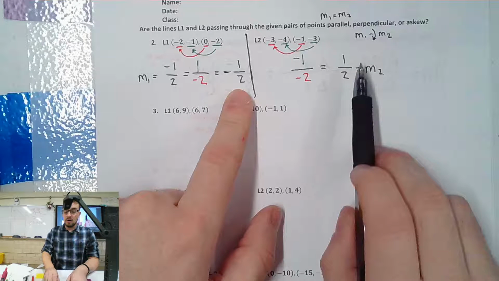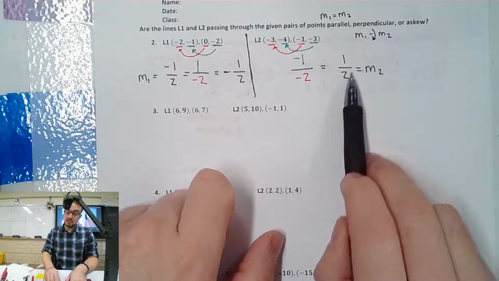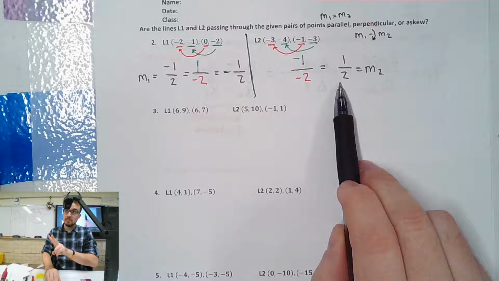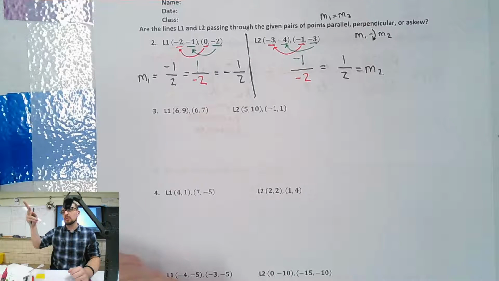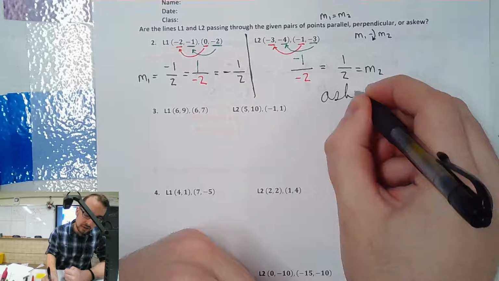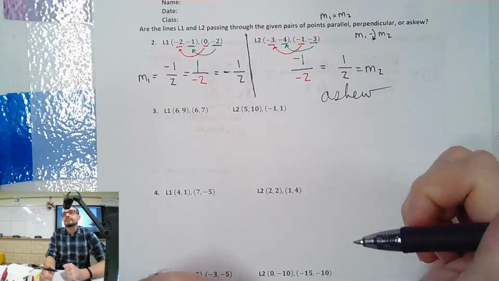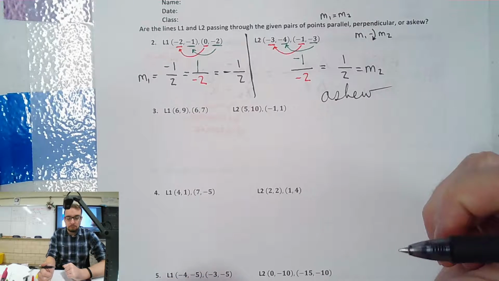Are they perpendicular? Meaning if I flip this guy, I get 2, right? And then change the sign to -2. Is this guy -2? No, then they're not perpendicular either, okay? Remember, if you can flip it and change the sign, then they're perpendicular. So these are neither, which means they are askew. Okay? Askew.